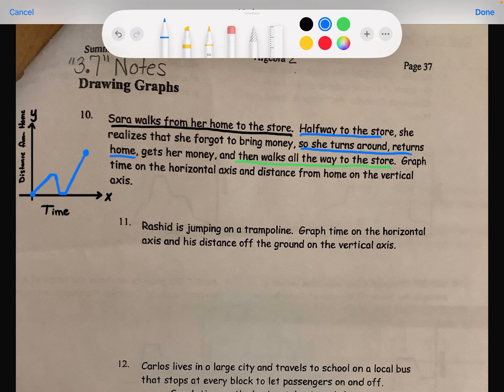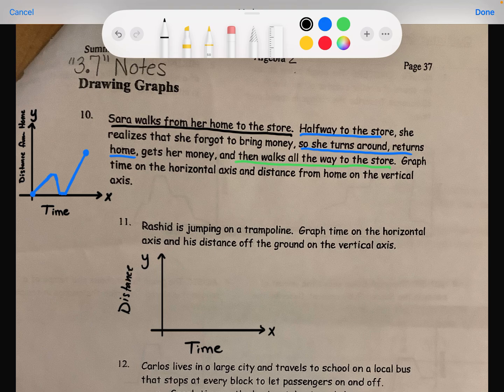Okay, next one, number 11. Let's go ahead and start with an x and a y axis. Rashid is jumping on a trampoline. Graph time on the horizontal axis and his distance off the ground.